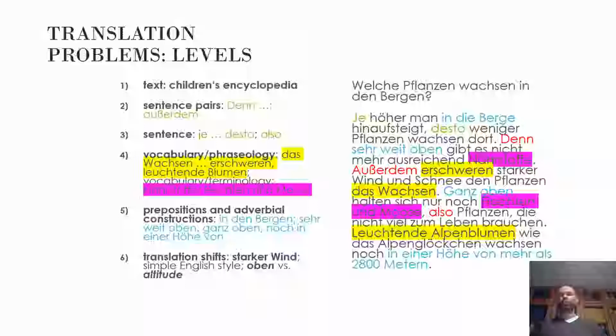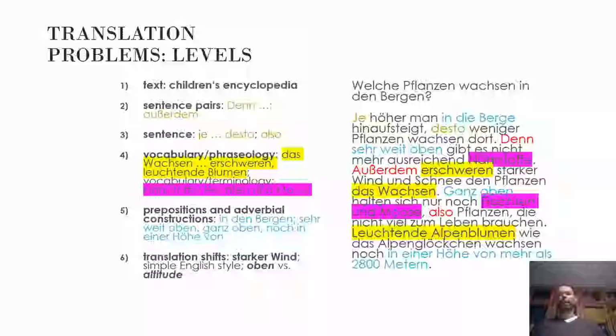The text was written for German-speaking children, so the translation commission would normally ask us to translate it for English-speaking children. So this will have a clear influence on the style we use and such like. So we need to keep this in mind. The second level we need to look at is the level of sentences, or rather the level of sentence pairs. So from now on, you should always consider sentences as pairs because they're usually related in some way.